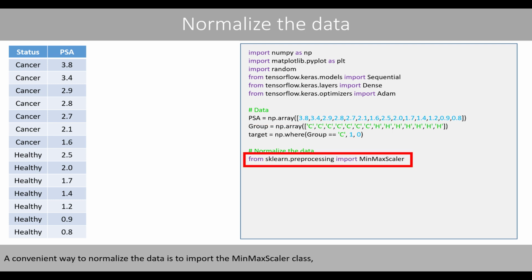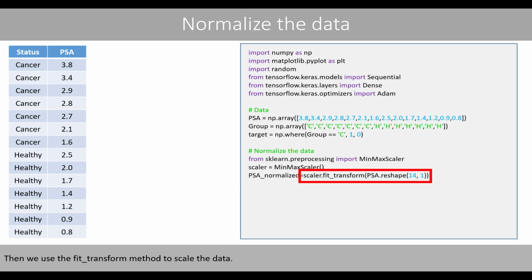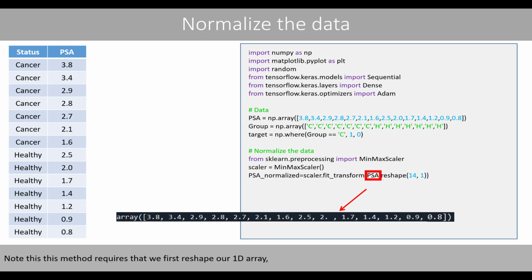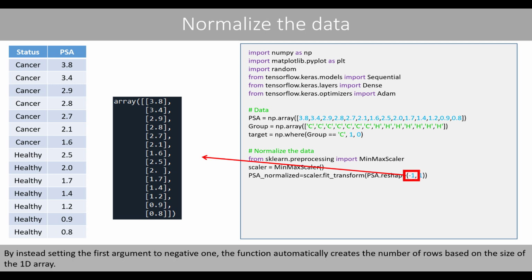A convenient way to normalize the data is to import the MinMaxScaler class, where we initialize the MinMaxScaler object, which can be used for scaling. Then we use the fit_transform method to scale the data. Note that this method requires that we first reshape our one-dimensional array into a two-dimensional array with 14 rows and 1 column. By instead setting the first argument to -1, the function automatically creates the number of rows based on the size of the one-dimensional array.